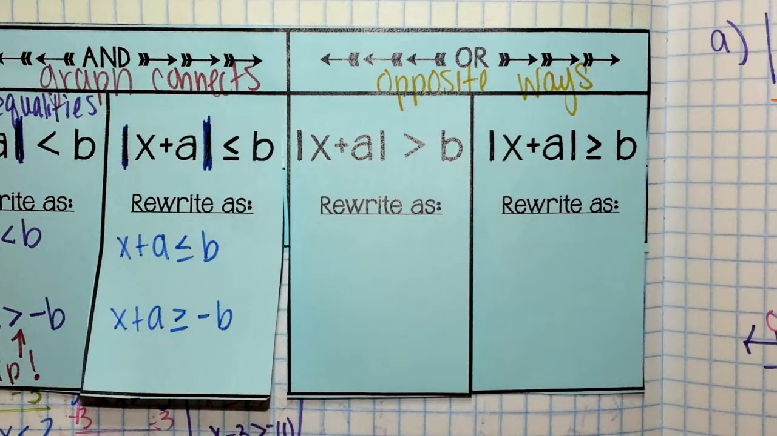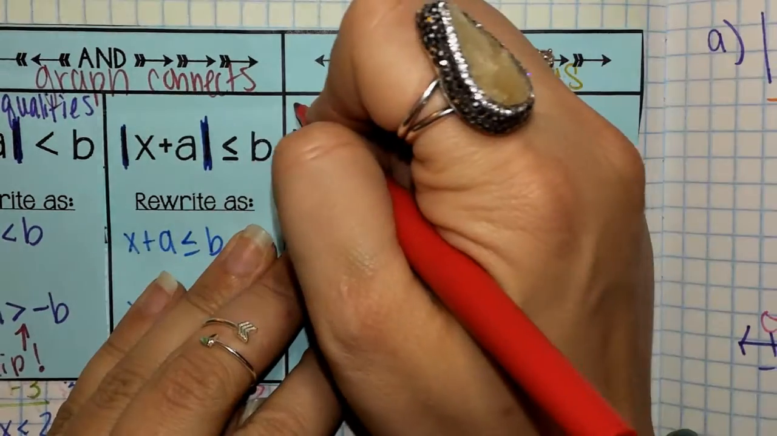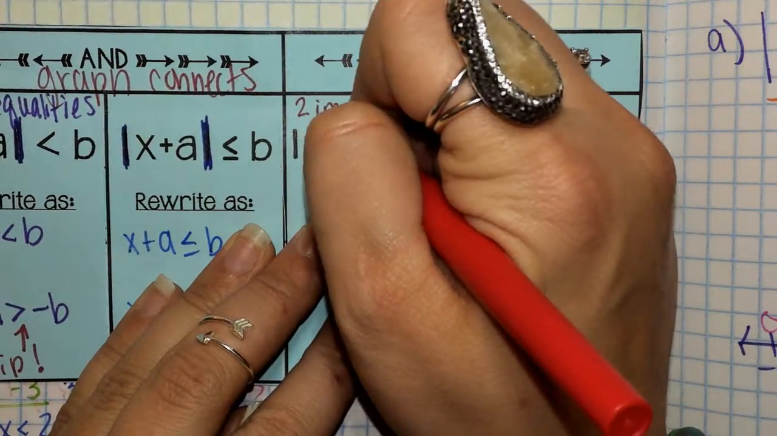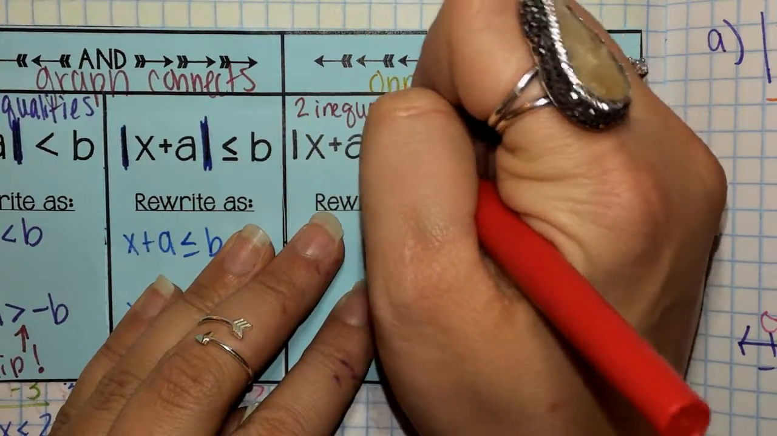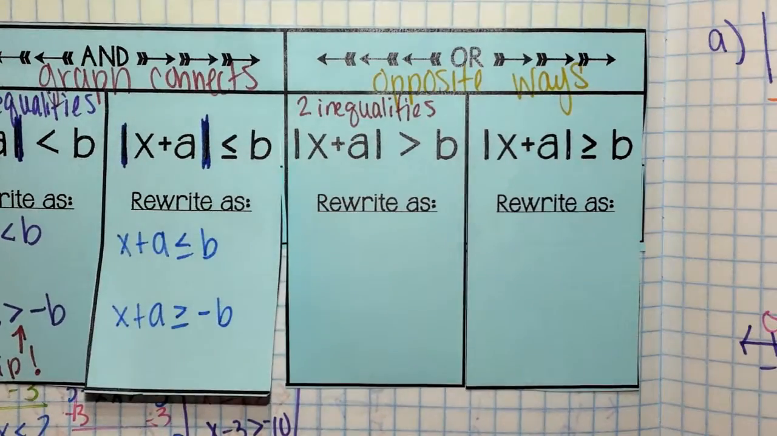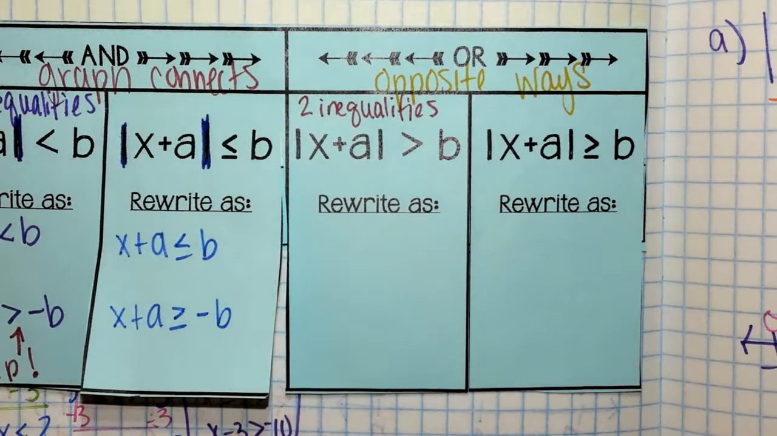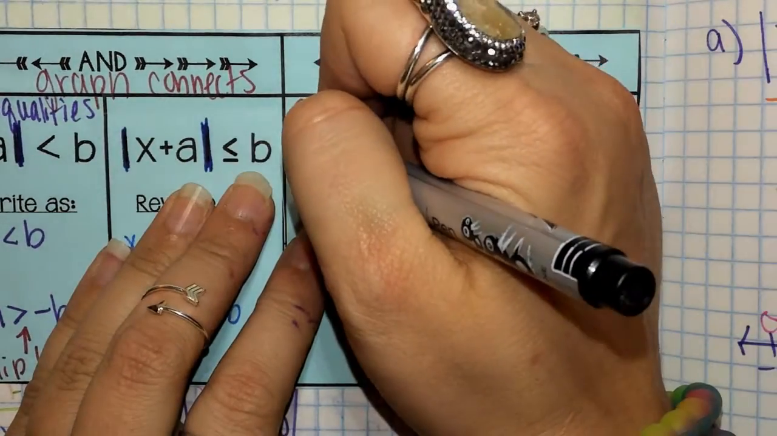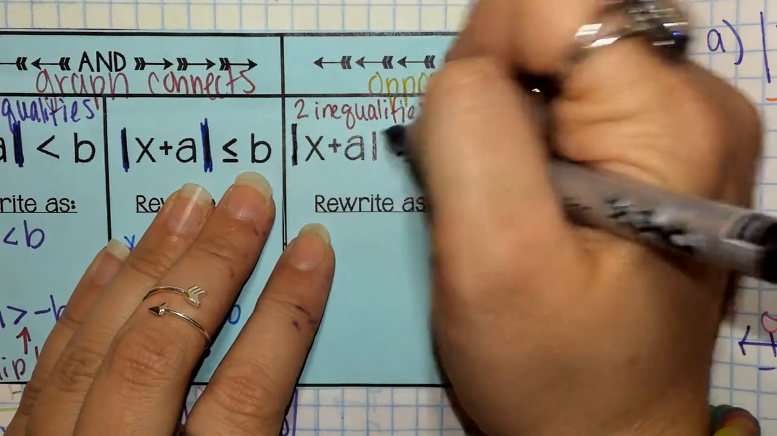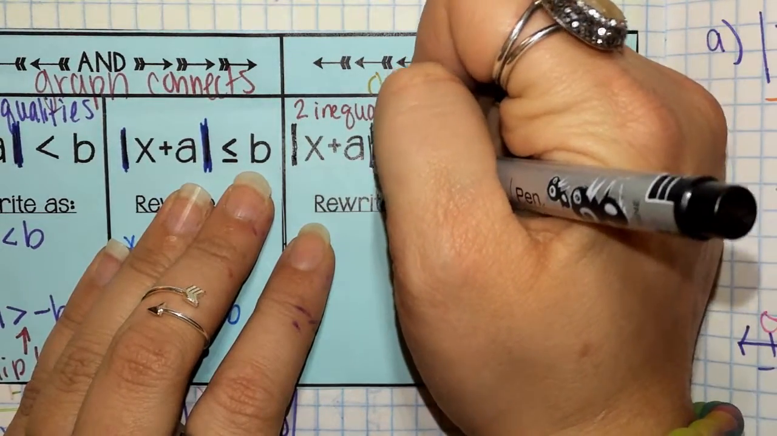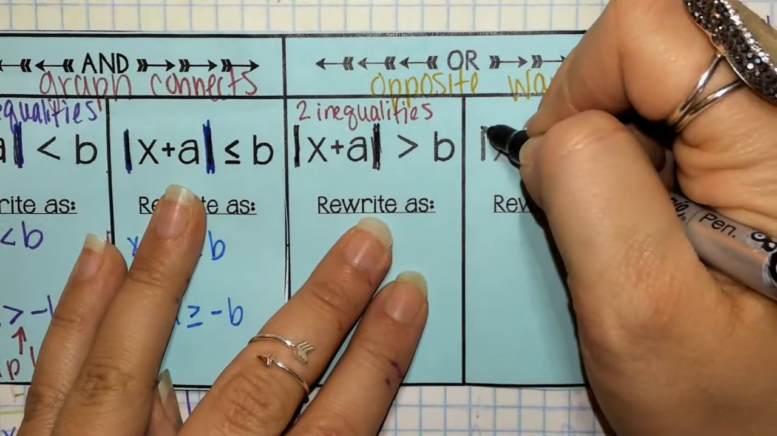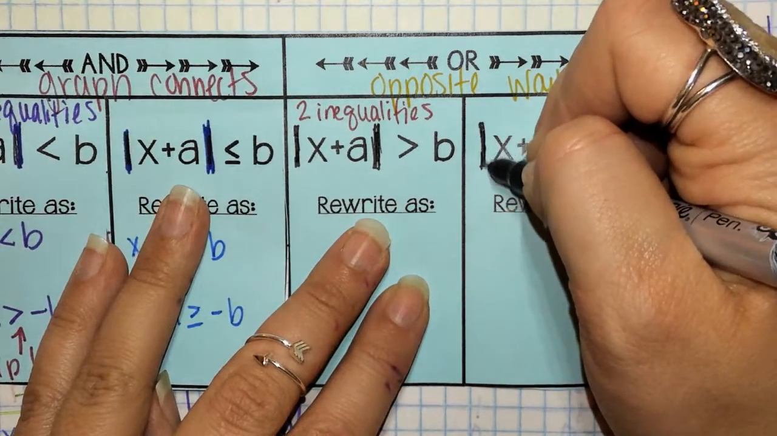And it's an absolute value, so you are still going to have two inequalities. Two of them. And let's extend our absolute value bars so they are more definitive and we can see that it's an absolute value and not a 1.